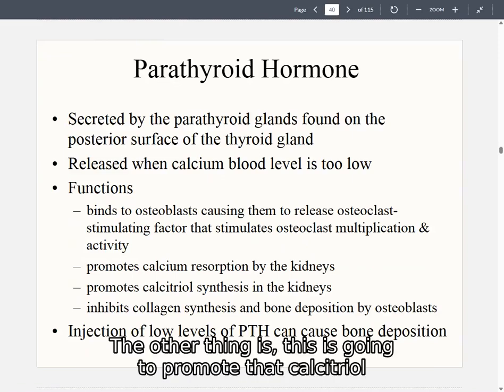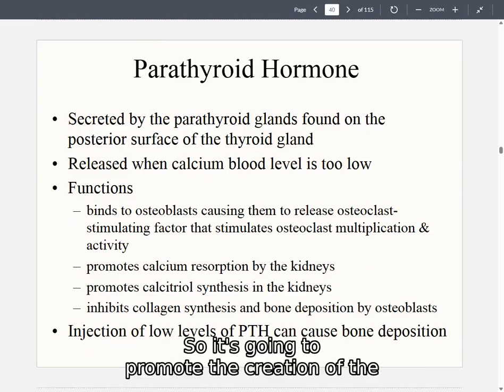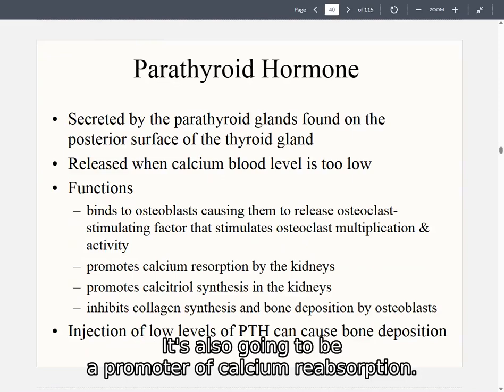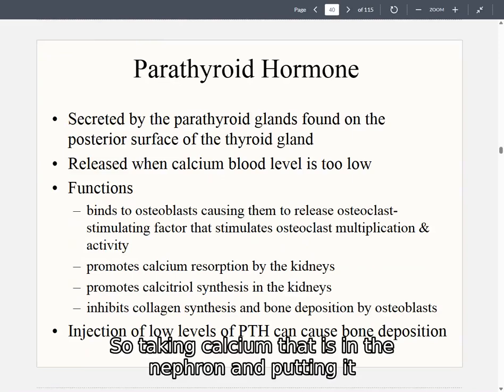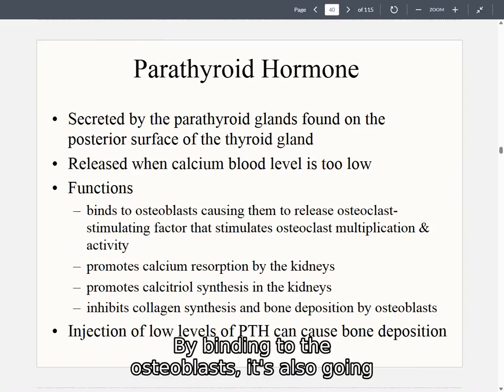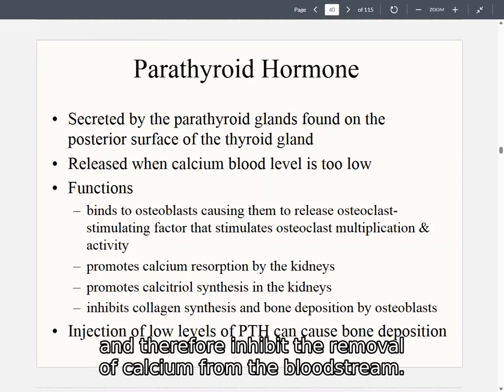The other thing is this is going to promote that calcitriol synthesis in the kidneys. So it's going to promote the creation of the other hormone that is going to impact blood calcium levels. It's also going to be a promoter of calcium reabsorption, so taking calcium that is in the nephron and putting it back into the bloodstream. By binding to the osteoblasts, it's also going to inhibit the creation of the collagen fibers and therefore inhibit the removal of calcium from the bloodstream.